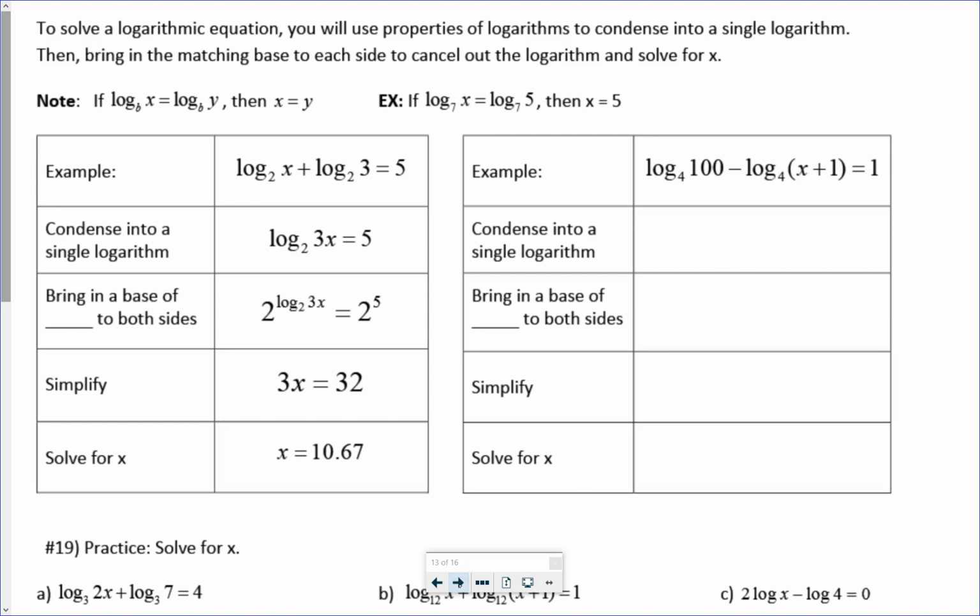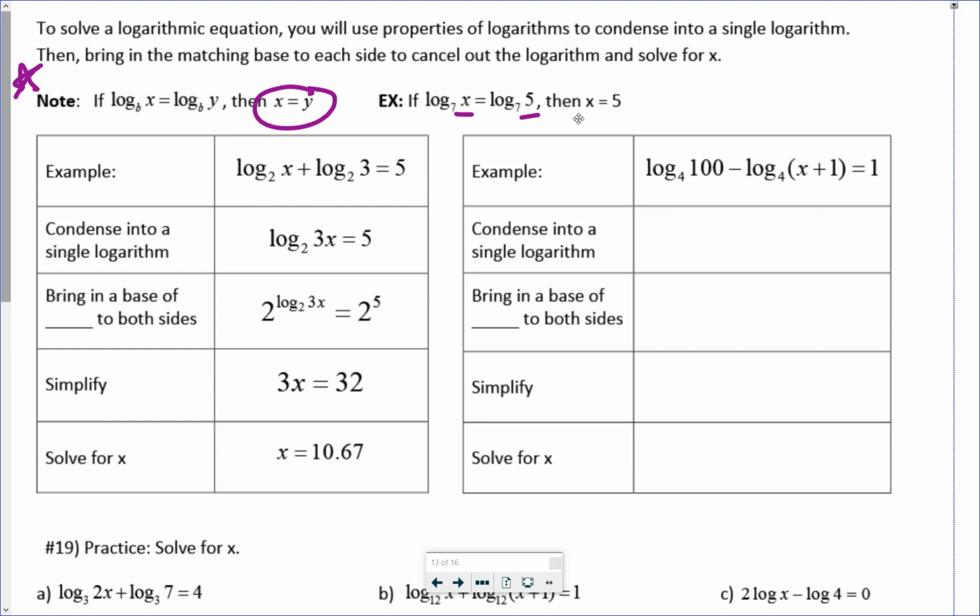Okay, let's start solving. To solve a log, you have to use the properties of logarithms to condense into a single log, then bring in matching bases to cancel out the logarithm, and then we can solve. Here's a special note. Sometimes it's a little bit easier than all that. If we have a log equal to another log of the same base, then we can just say that x equals y. Their values equal each other. So like here, log 7 of x equals log 7 of 5. I can just say x equals 5. So if we spot that along the way, use it, and the problem becomes a little bit easier. It does not always happen, though.